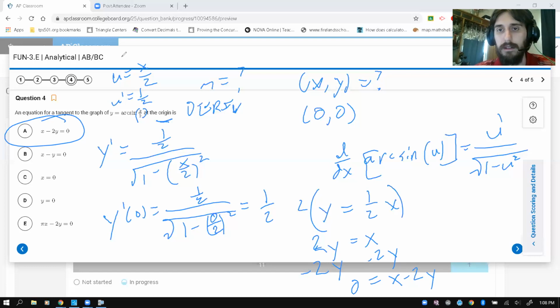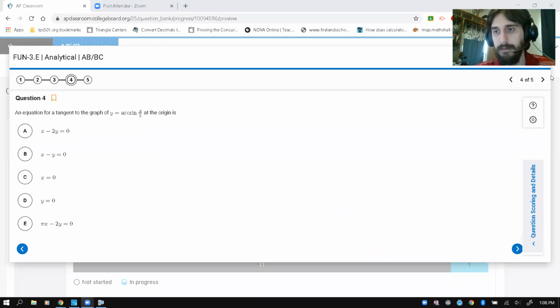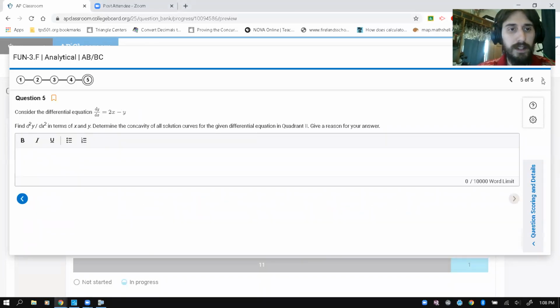All right, last one. Consider the differential equation dy over dx is 2x minus y. Find the second derivative d squared y over dx squared in terms of x and y. Determine the concavity of all solution curves for the given differential equation in quadrant 2, and give a reason for your answer.